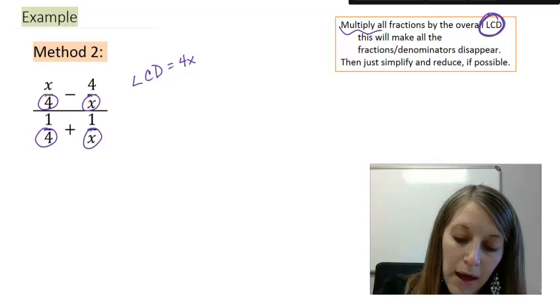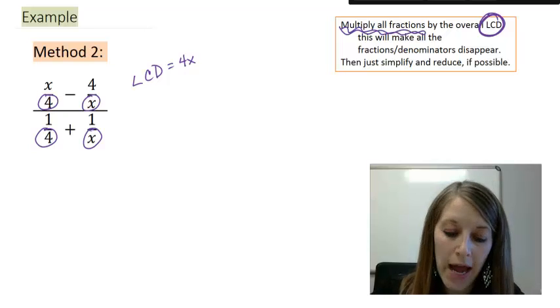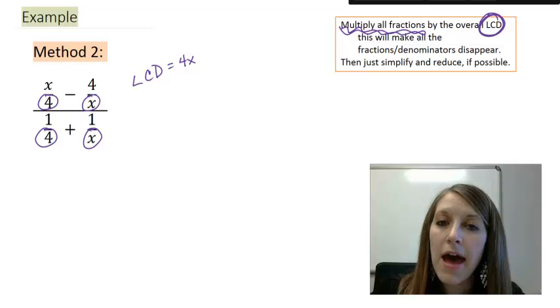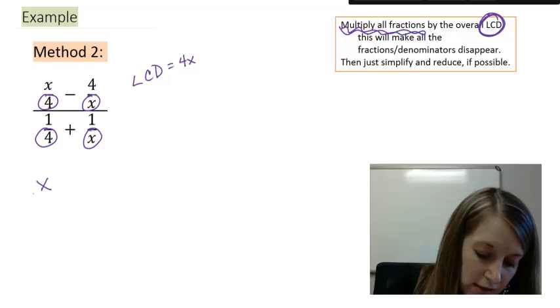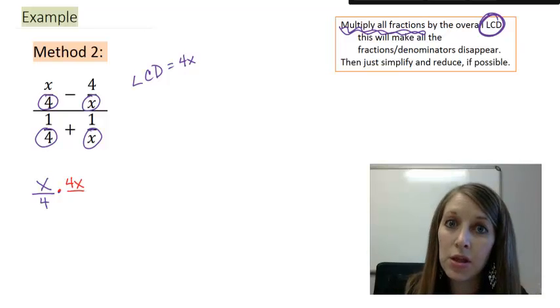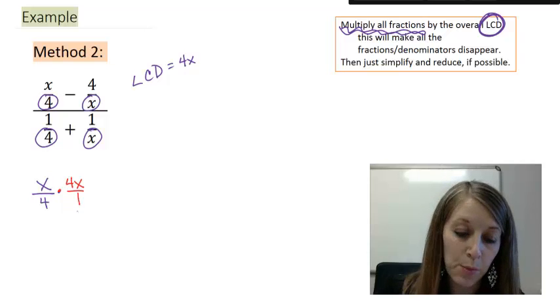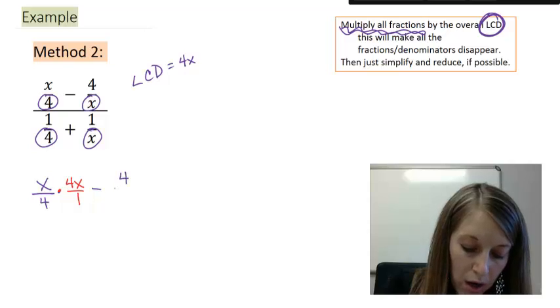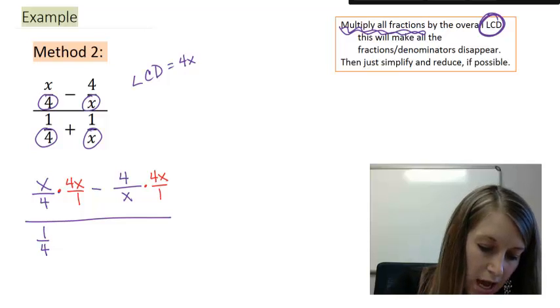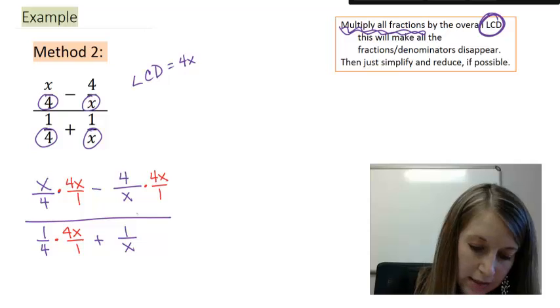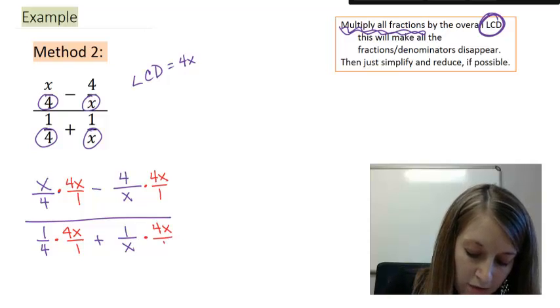What we do then is I multiply all of these individual fractions by this 4x. So I'm going to write this out. It's going to become very messy, but after that it should become very simplified because everything should disappear. Your magic. So I have x over 4 times my LCD of 4x. And notice you're multiplying this in the numerators only, so if you need to think about it over 1, that's perfectly fine. Minus 4 over x times my LCD of 4x, all over 1 over 4 times my LCD of 4x, plus 1 over x times my LCD of 4x.